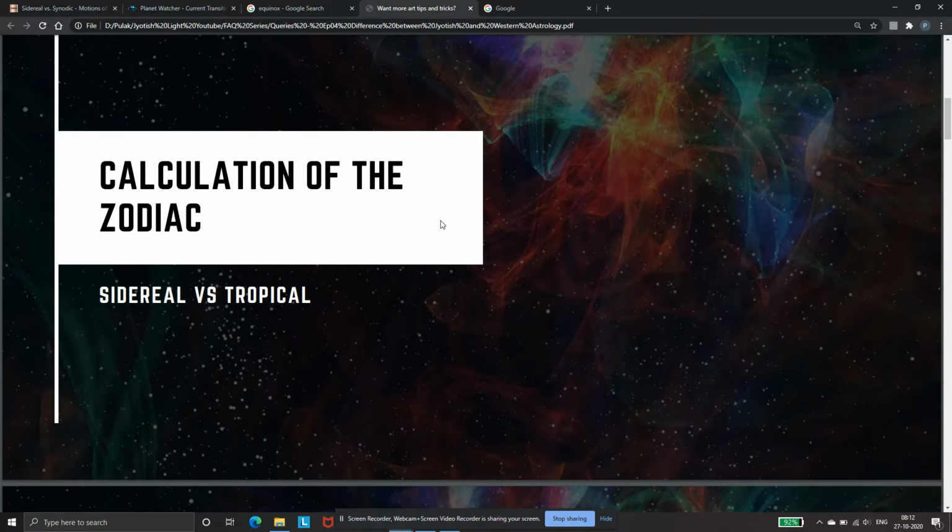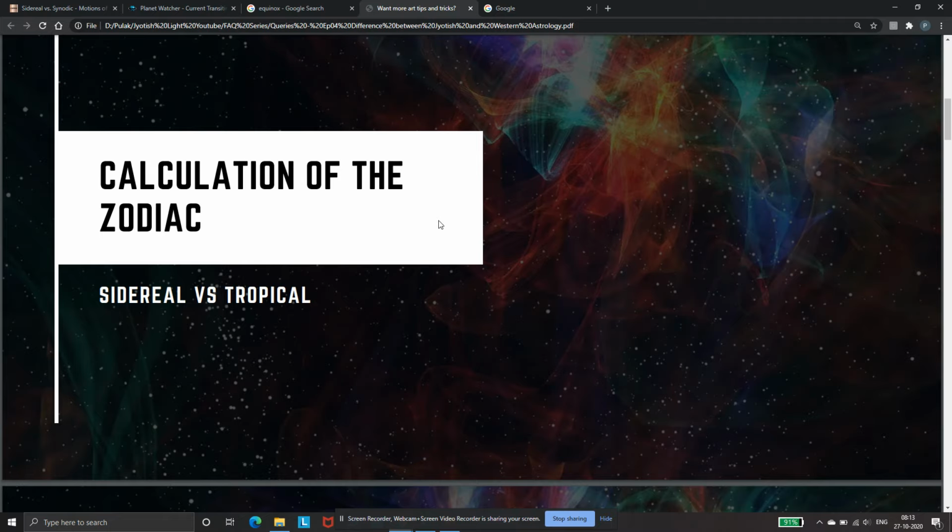The second major difference is, of course, just the calculation of the zodiac. Now, the Vedic astrology system uses a sidereal zodiac, whereas the Western astrology system uses a tropical zodiac. Now, all this might sound very technical. It is somewhat technical, but in simple layman's language, there are 12 zodiac constellations in both the systems, starting from Aries to Pisces. The difference comes in terms of where their exact location in the sky is calculated.